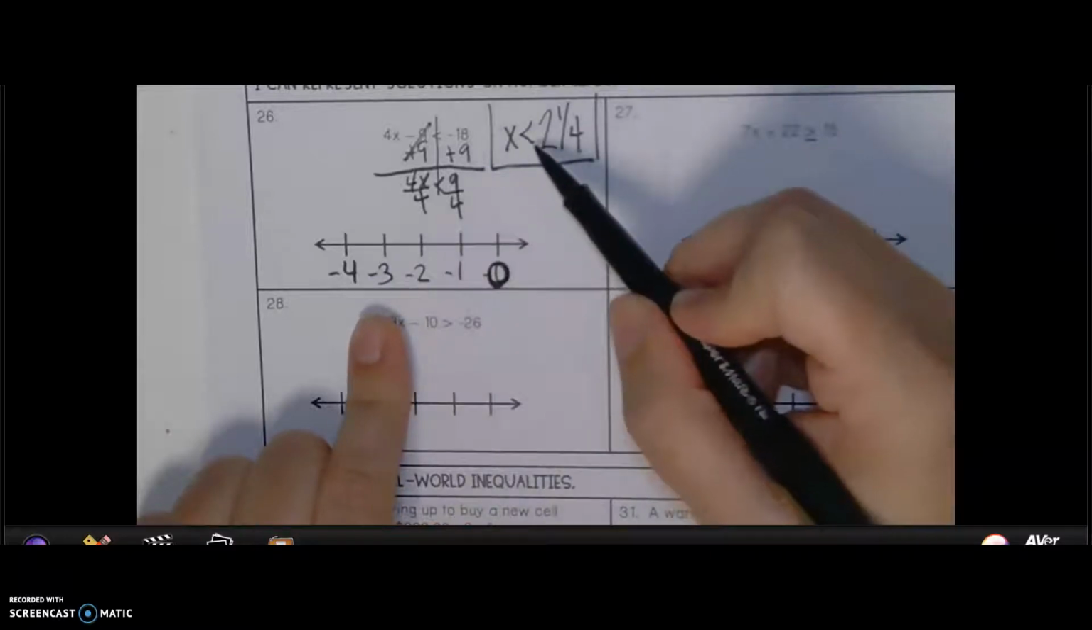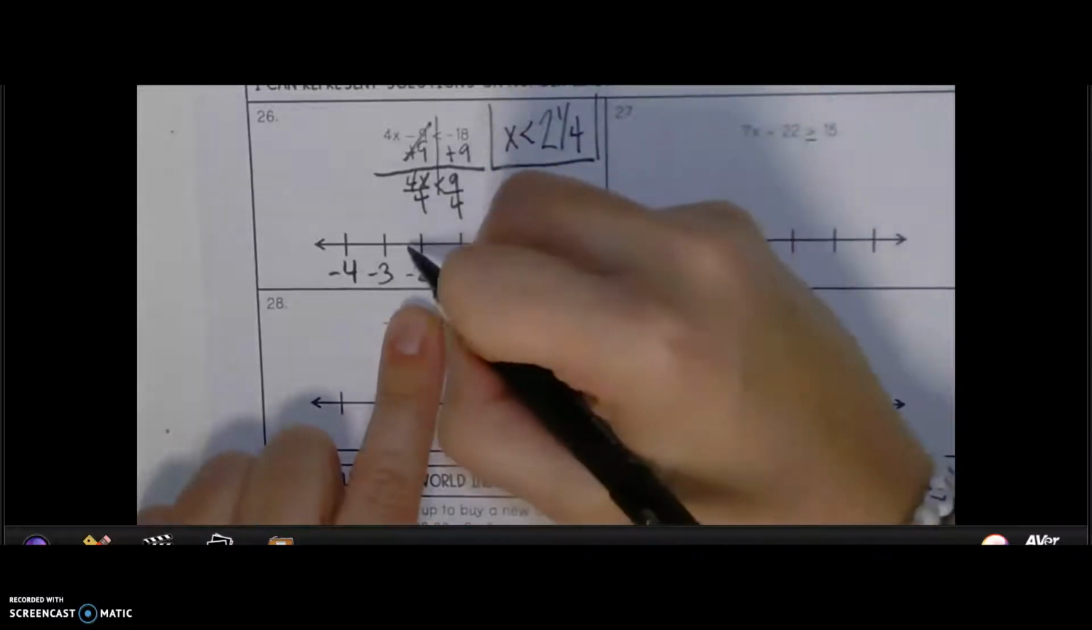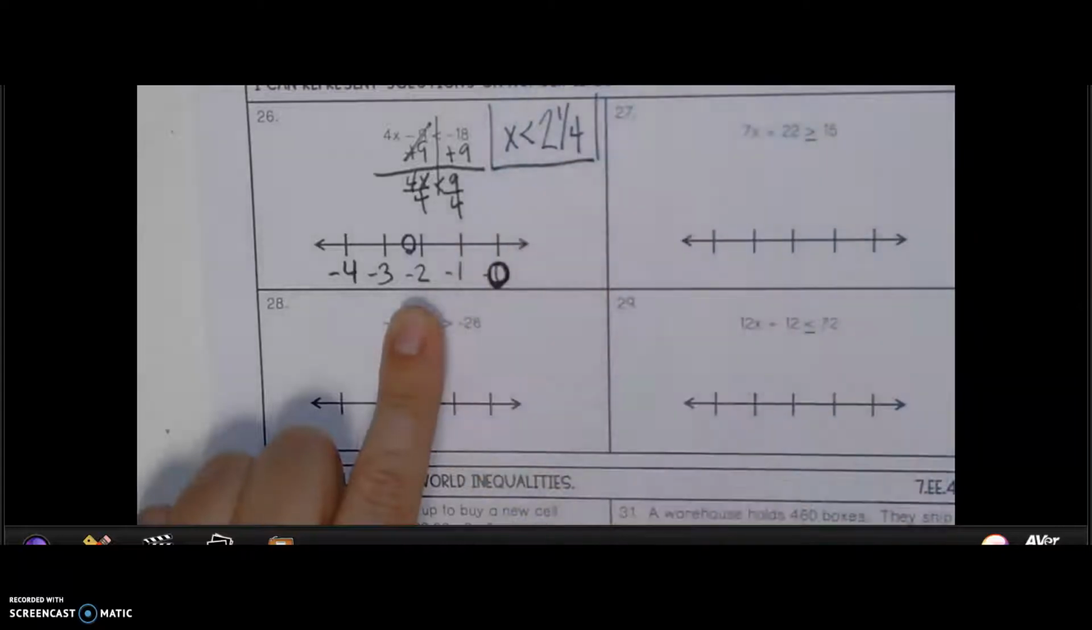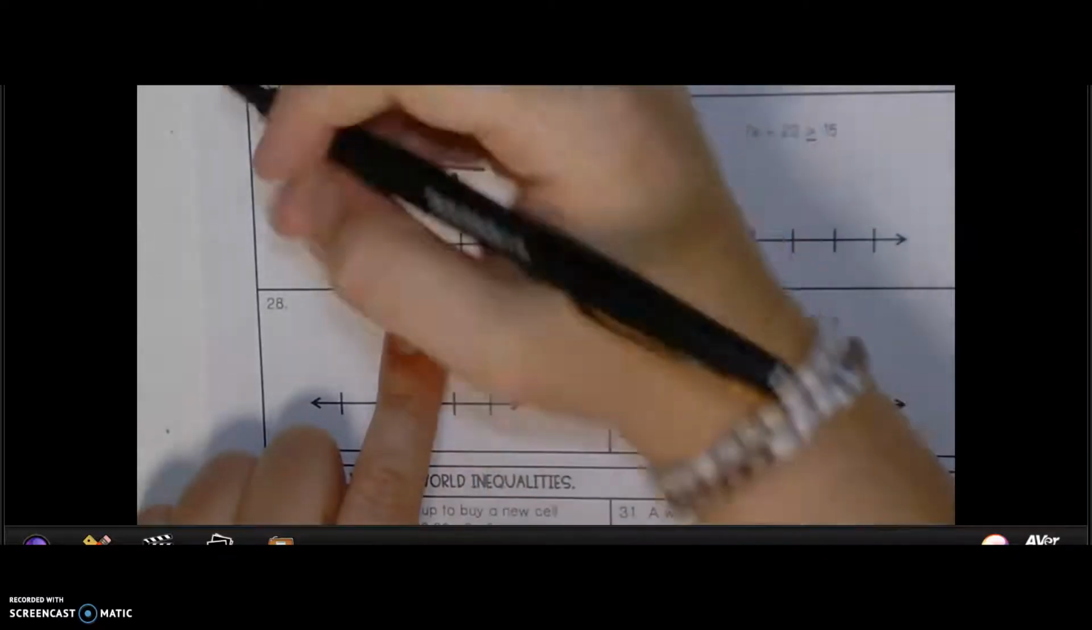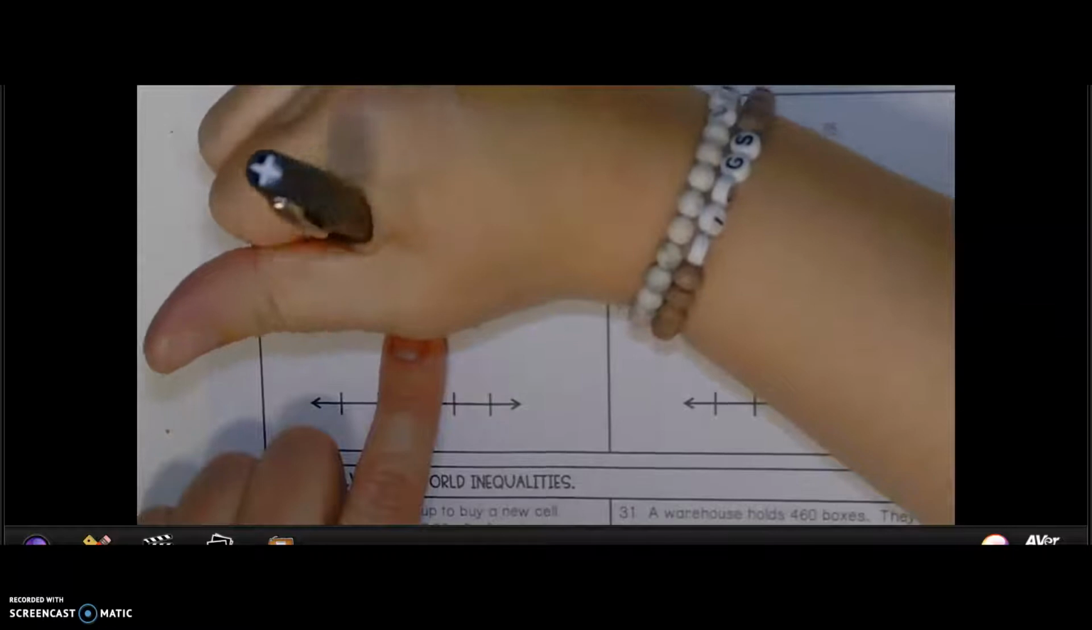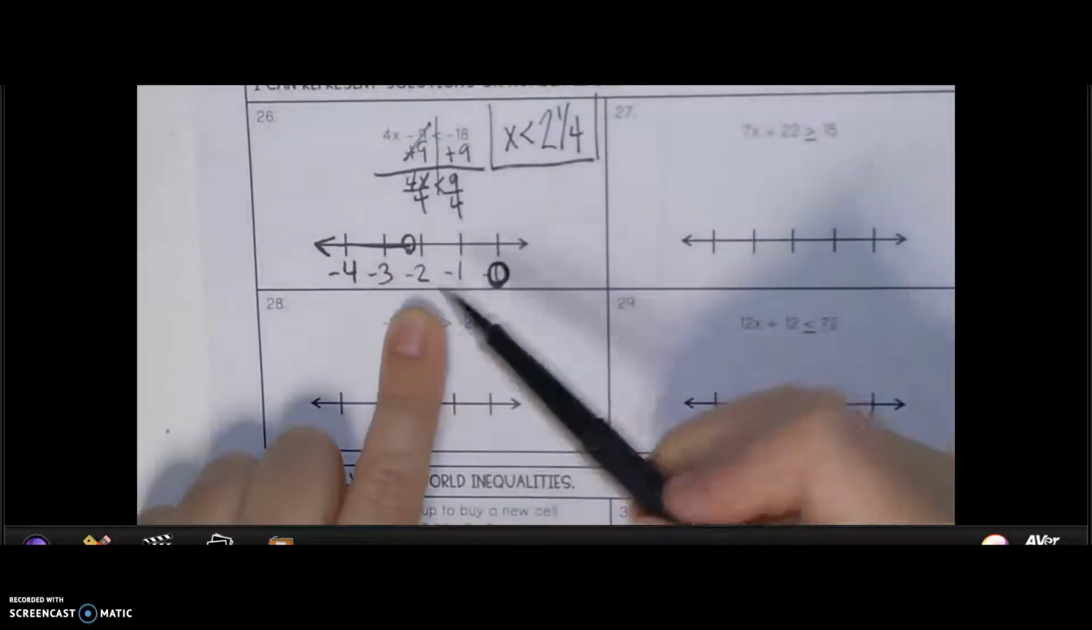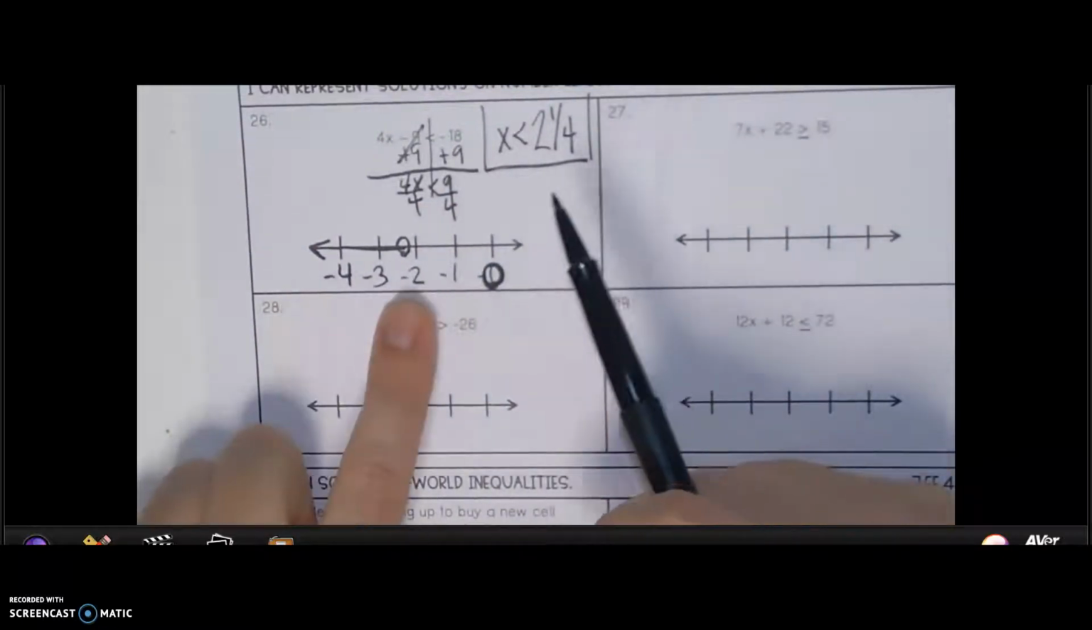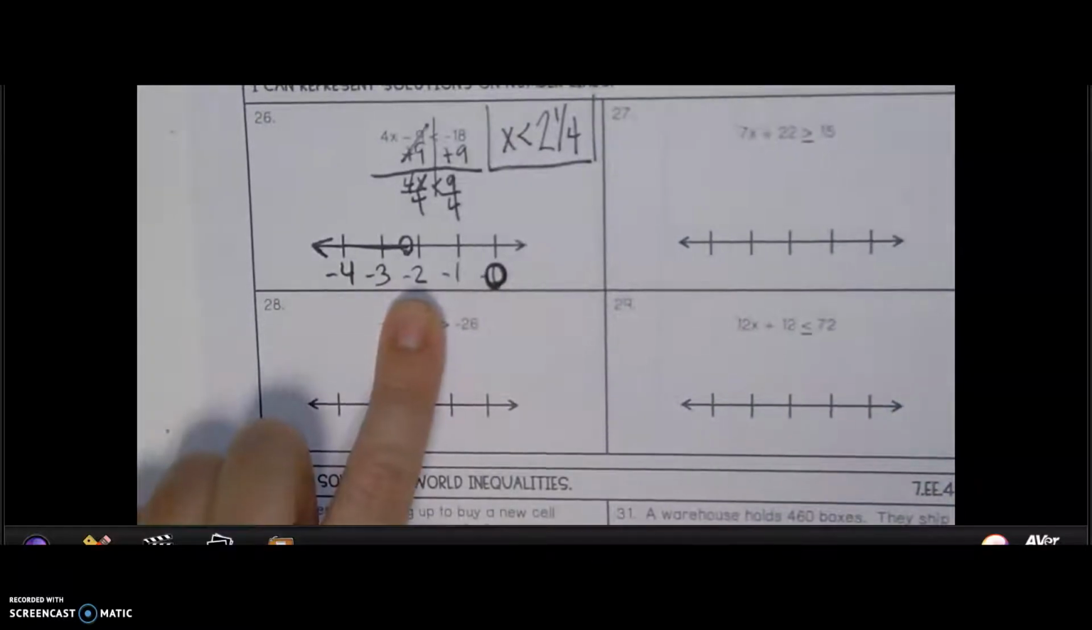This is x is less than, so 2 and 1/4 right about here would get an open circle, which means it's not included in the solution, okay? And it would go to the left because it's everything less than 2 and 1/4, okay?